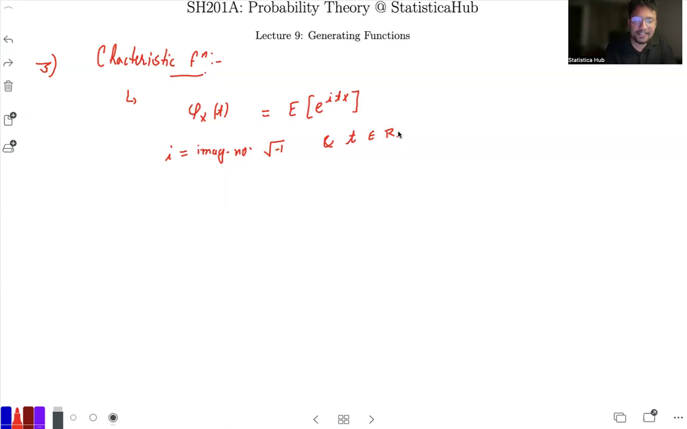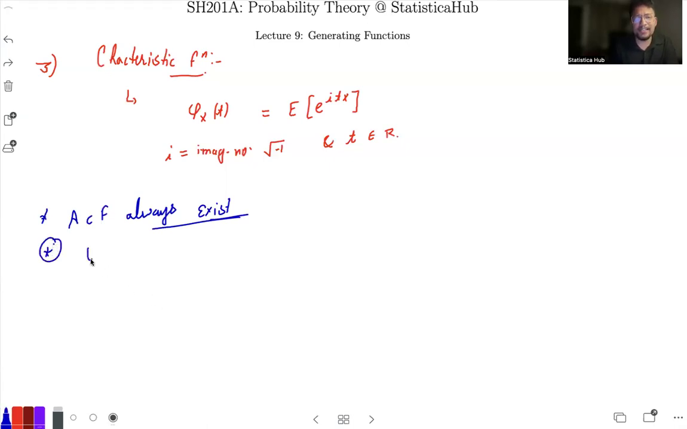Again, the characteristic function must be holding some sort of properties. So again, about the MGF and about the characteristic function, remember, this is very important: a characteristic function always exists. Sometimes the MGF fails to exist, but the characteristic function always exists. Remember this property.